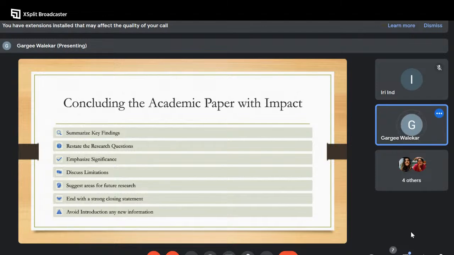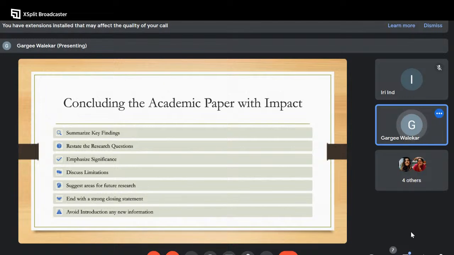It shows that there are potential avenues of future research. If you're suggesting there are areas for future research, it suggests that this paper has potential, because you've chosen this topic, and this topic has potential to have more research done. So it again emphasizes the significance of your paper.